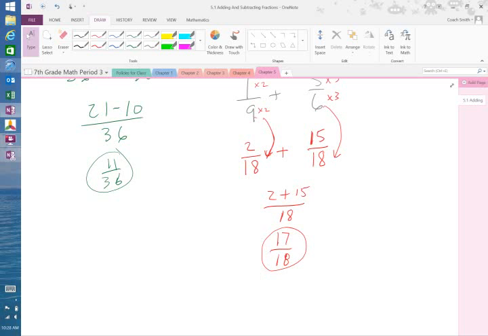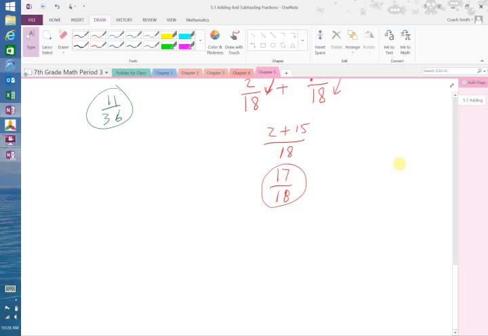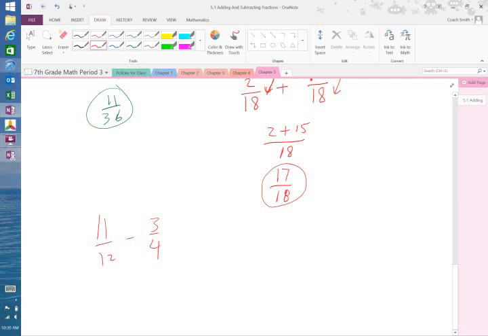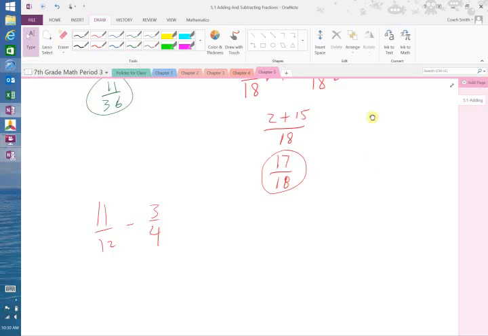Okay. All right. I want you to do this one on your own. Let's see here. 11/12 minus 3/4. I'll give you a minute or so to do that. All right. Who has an answer? Owen. 1/6. That is correct. Now, here's why it is correct.